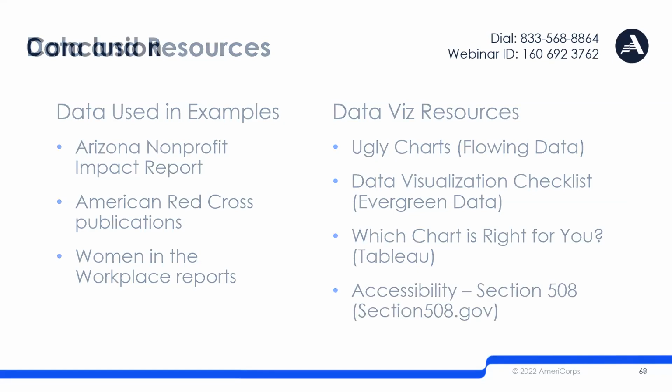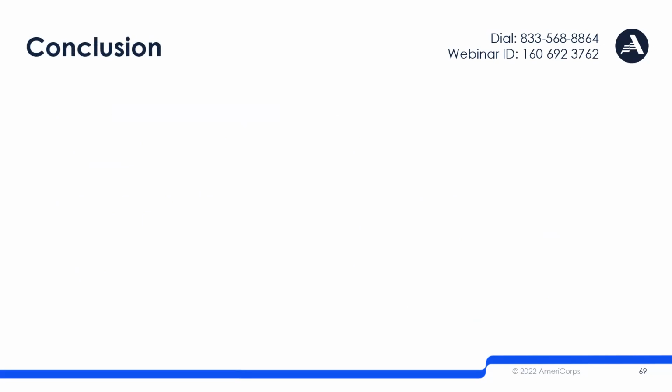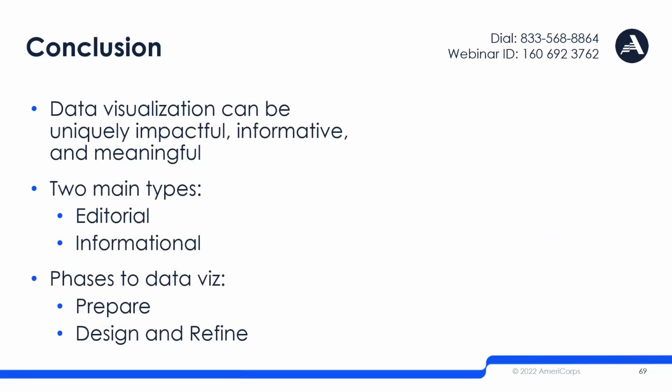And in conclusion, data visualization can be uniquely impactful, informative, and meaningful. There are 2 main types of purposes for data visualization, editorial and informational, and it helps to know which one you're aiming for. Making a data visualization includes preparing, designing, and refining.